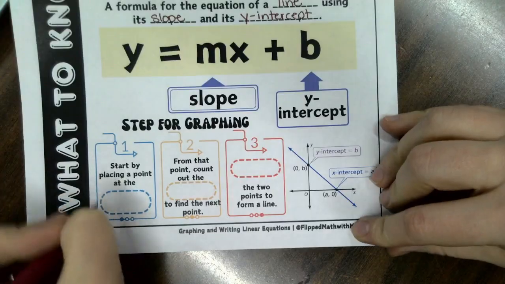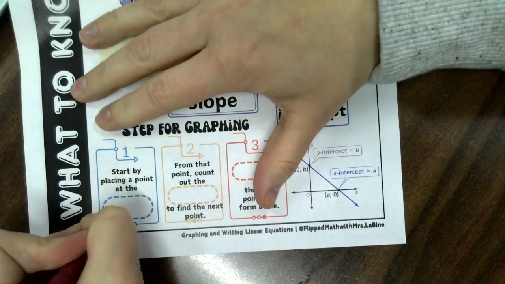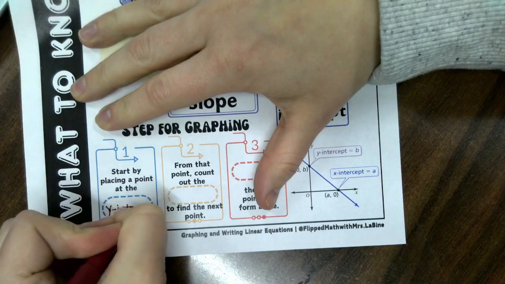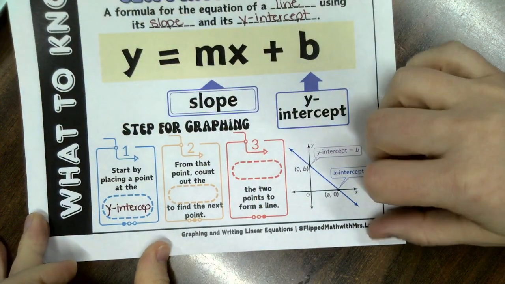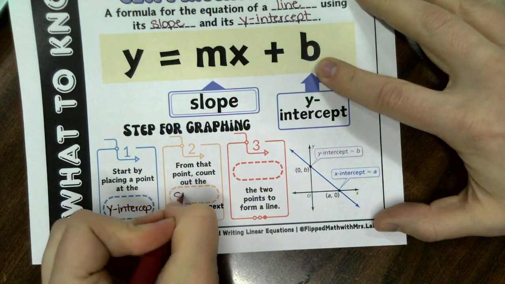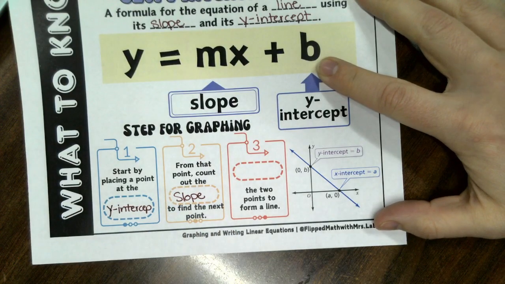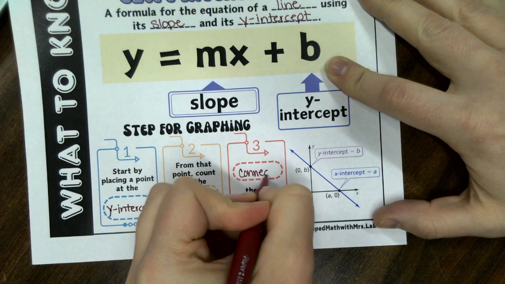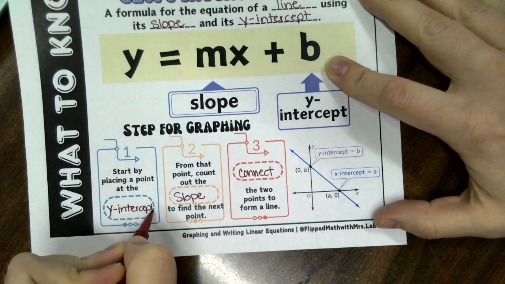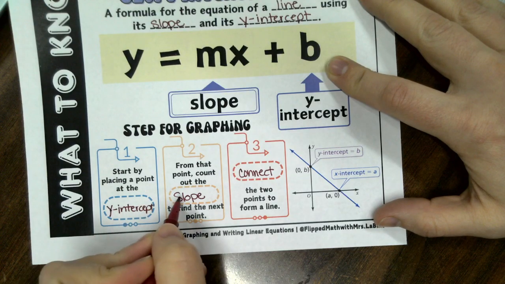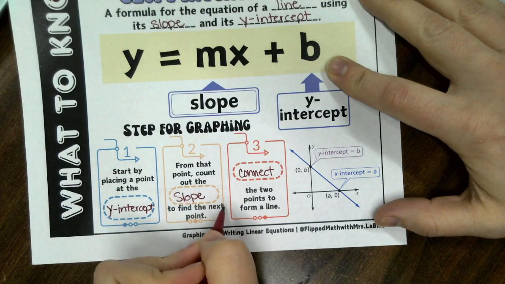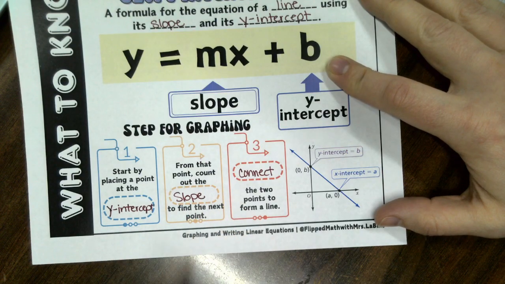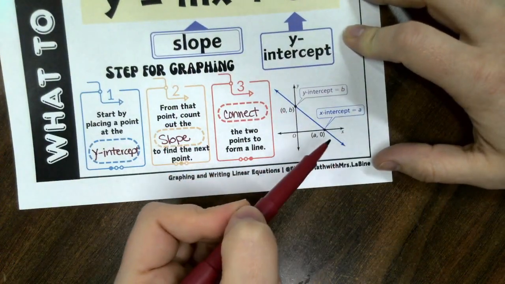First, you want to start by placing a point at the y-intercept. From that point, you're going to count out the slope to find the next point. Then you're going to connect those 2 points. So wherever you plotted your y-intercept, you then counted out the slope and made another point. You're going to connect those 2 points with a line to form a line.